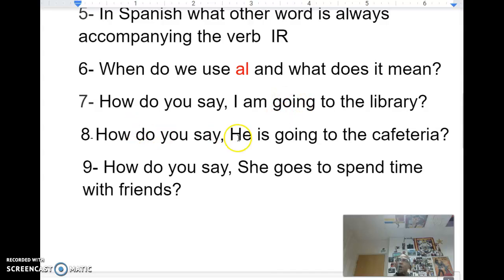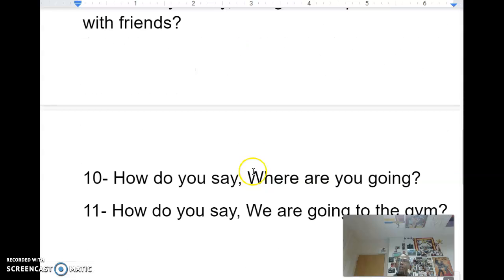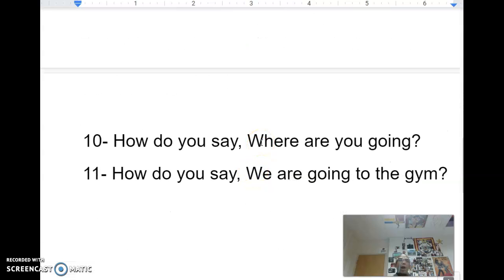Número 8. How do you say he's going to the cafeteria? Número 9. How do you say she goes to spend time with friends? Número 10. How do you say where are you going? And number 11. How do you say we are going to the gym?